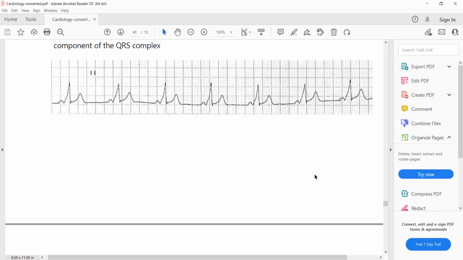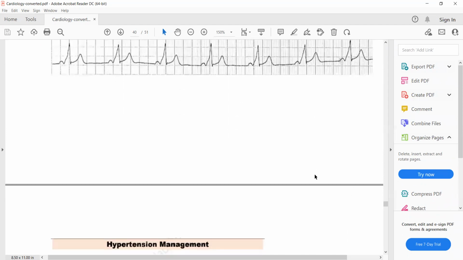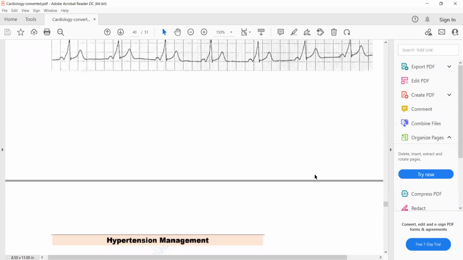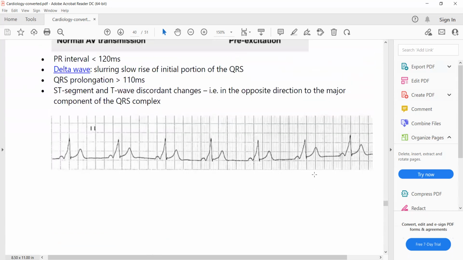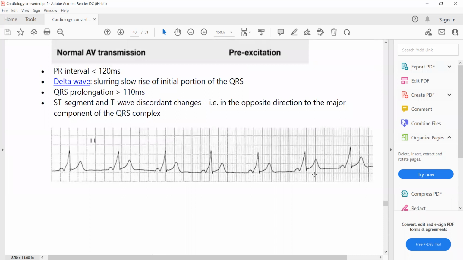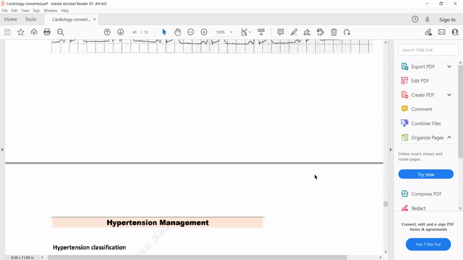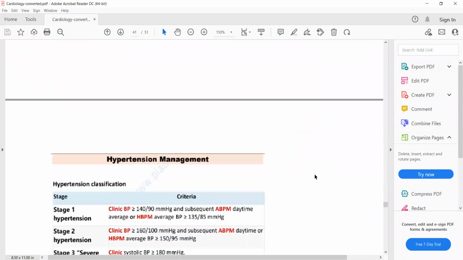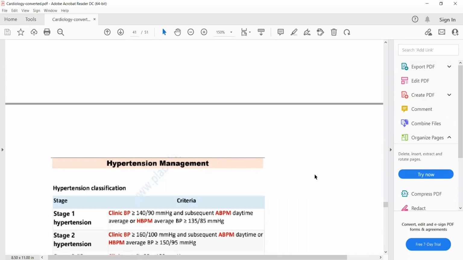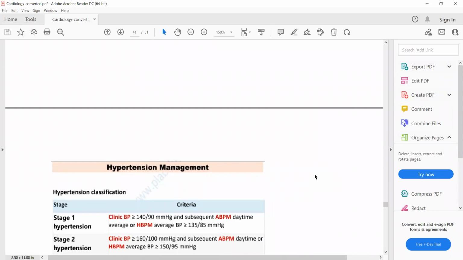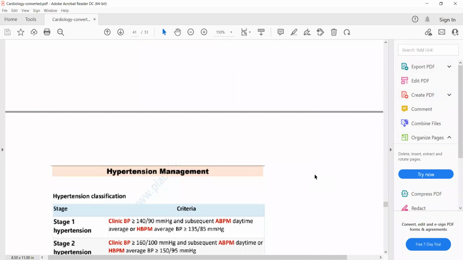So this was all about Wolff-Parkinson-White syndrome. The main point that you need to remember about Wolff-Parkinson-White syndrome is the presence of a short PR interval and delta waves on ECG. So this was all about different kinds of arrhythmias and their management.